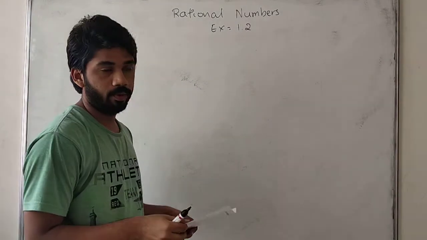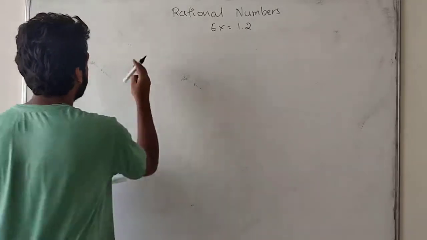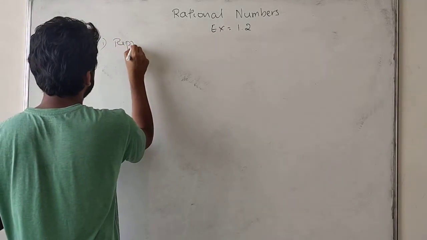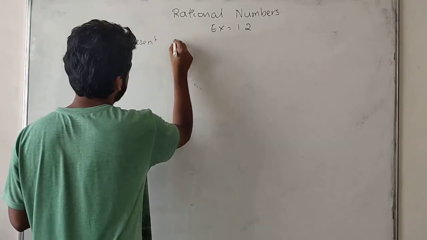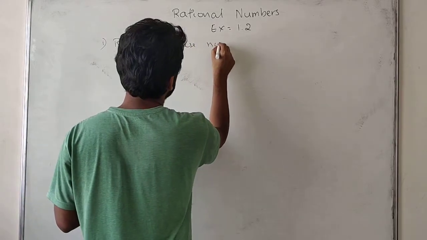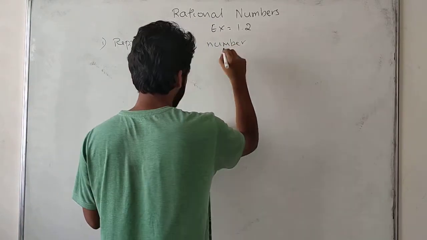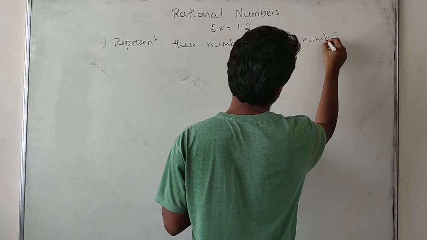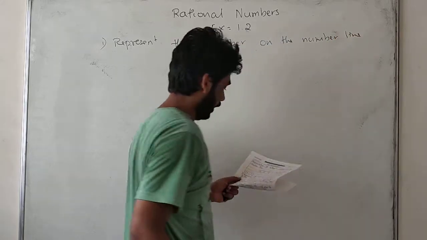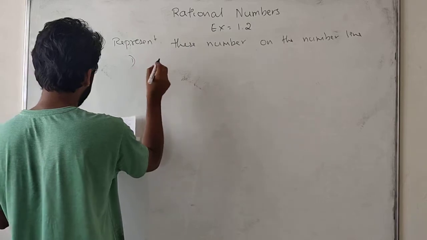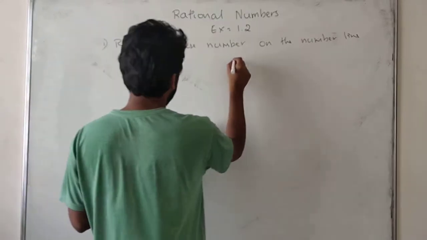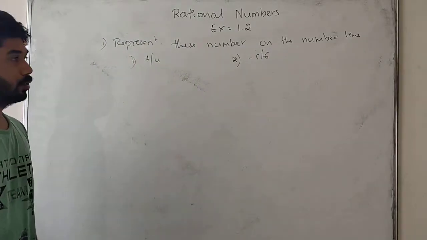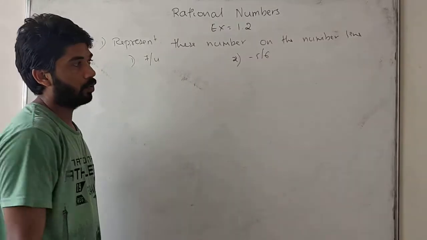So now exercise 1.2, the first question. First question means: represent these numbers on the number line. So students, the first one is 7 by 4 and the second one is minus 5 by 6. In this one, first we have to draw a number line.